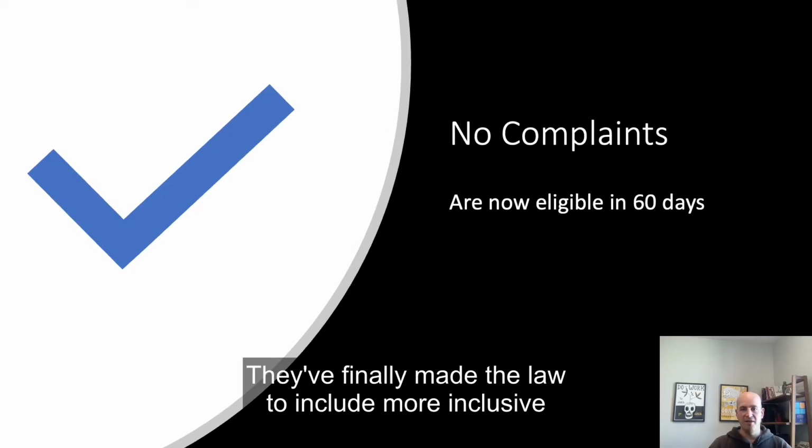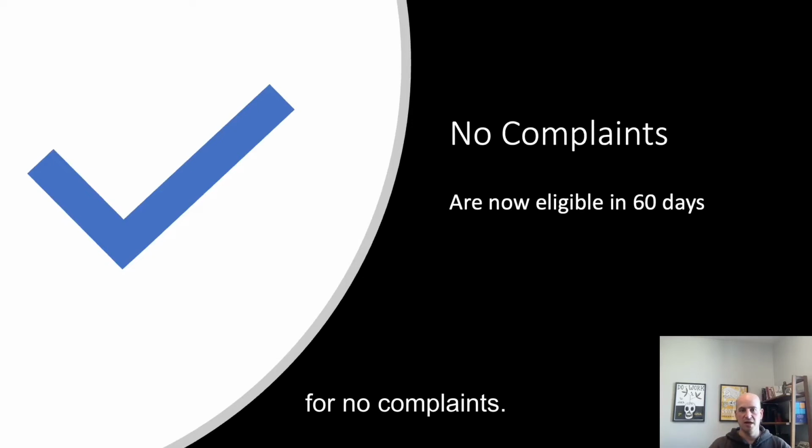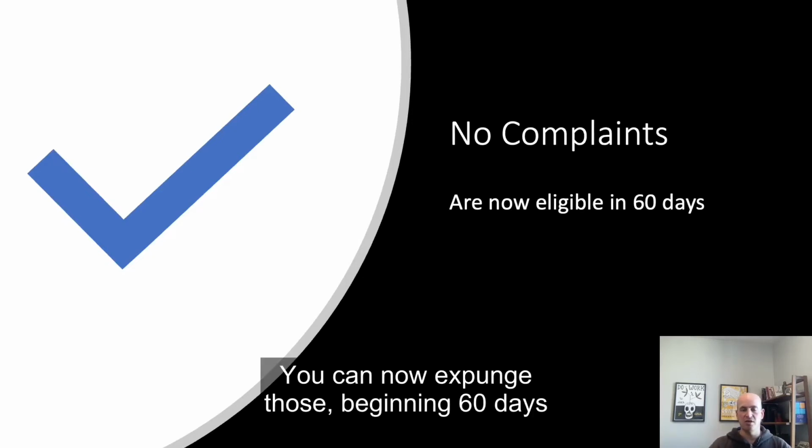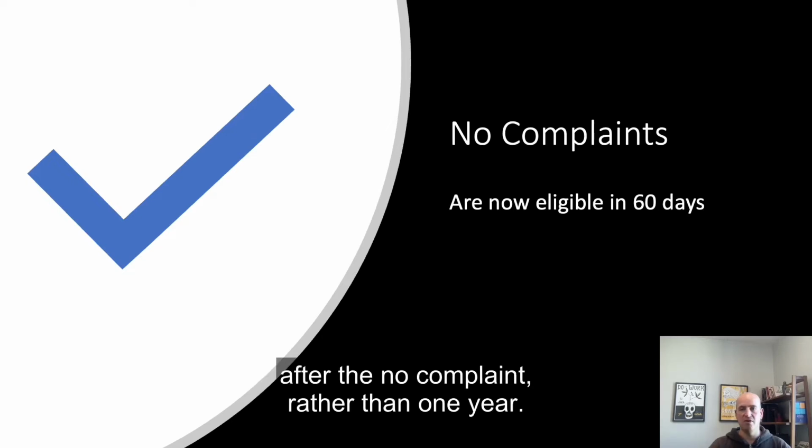They've finally made the law more inclusive for no complaints. This is when the district attorney doesn't proceed on your case. You can now expunge those beginning 60 days after the no complaint rather than 1 year.